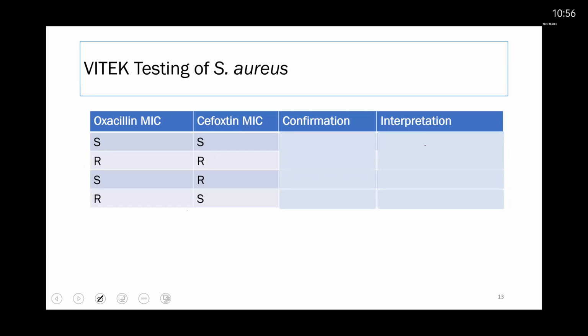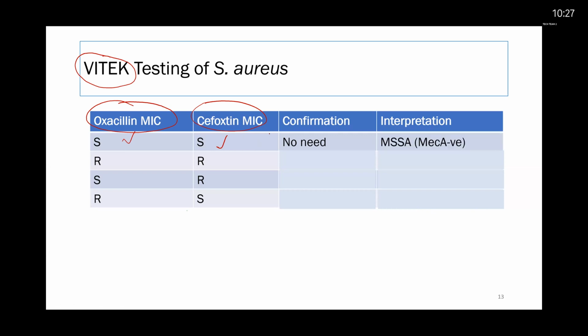So let's discuss a panel, a testing methodology which detects both. An automated system, for example Vitek, detects cefoxitin MIC as a screen and oxacillin MIC also. So what if your Vitek gives a result in which both came as susceptible? Then what would be your next step? Nothing to be done. It is quite reliable. Both are agreeing, so the interpretation would be it is an MSSA.